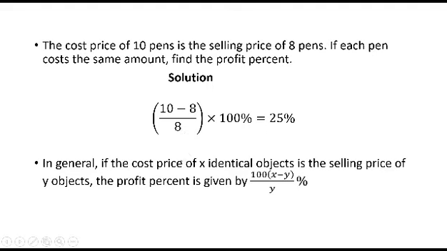In general, if the cost price of X identical objects is the selling price of Y objects, the profit percent is given by a fraction with numerator 100 multiplying the difference between X and Y, that's X minus Y, denominator Y percent.